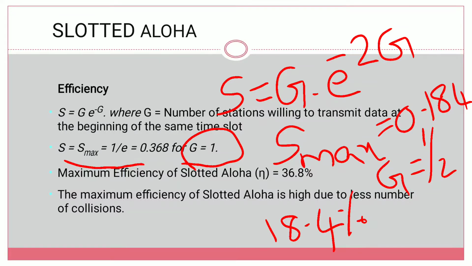So this is the concept of slotted Aloha. I think you understand what slotted Aloha is. The main important note of slotted Aloha is that the data is transmitted at the beginning of the time slot only, and it is mainly used to improve the efficiency of pure Aloha and to reduce the chances of collisions.